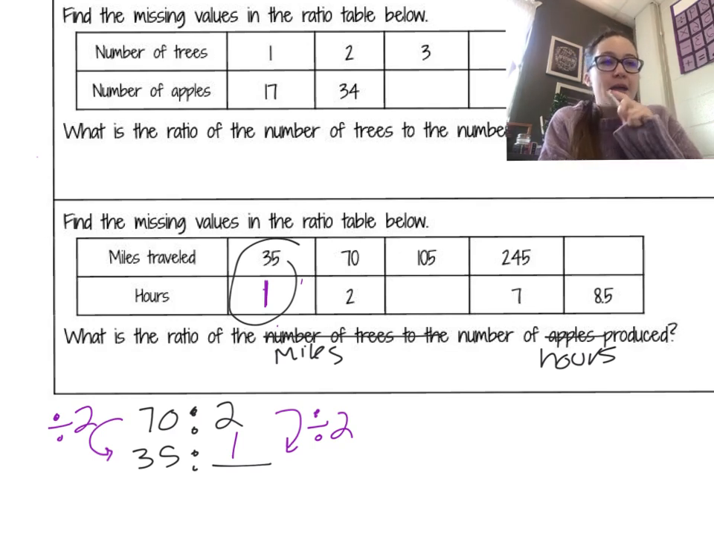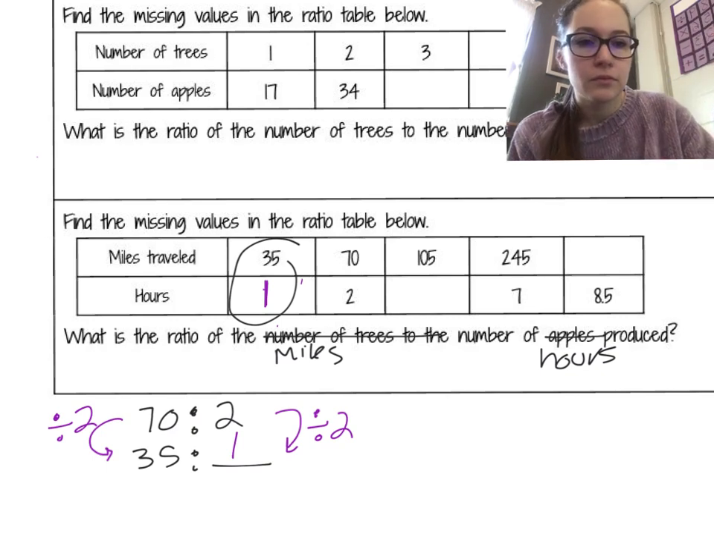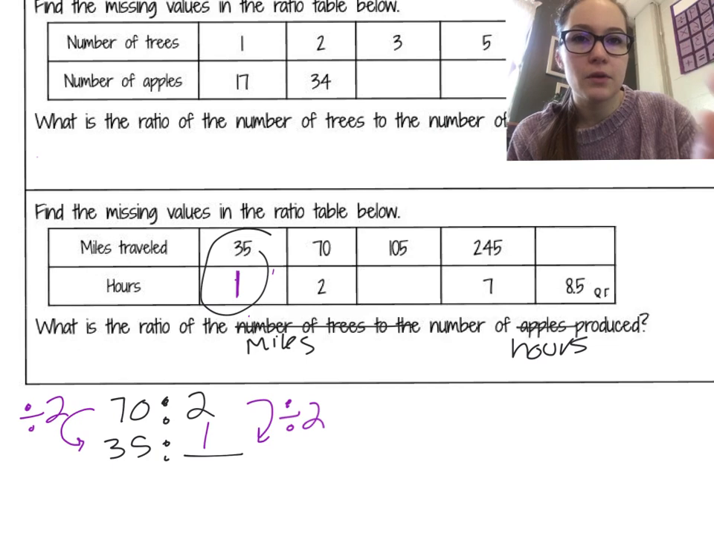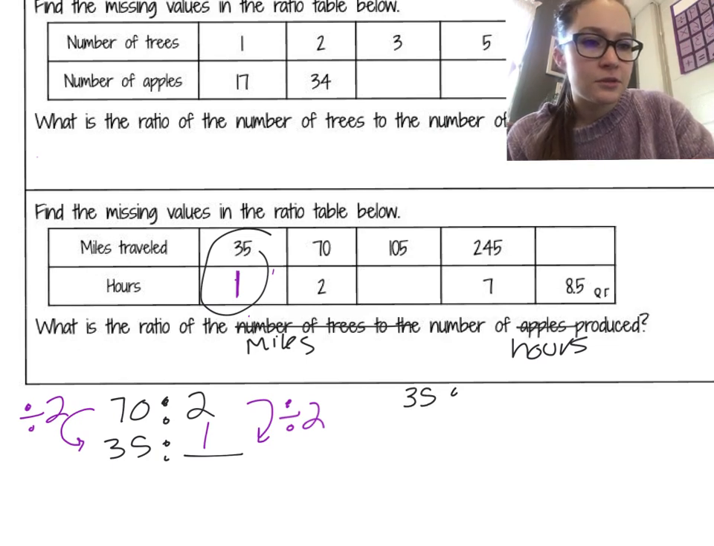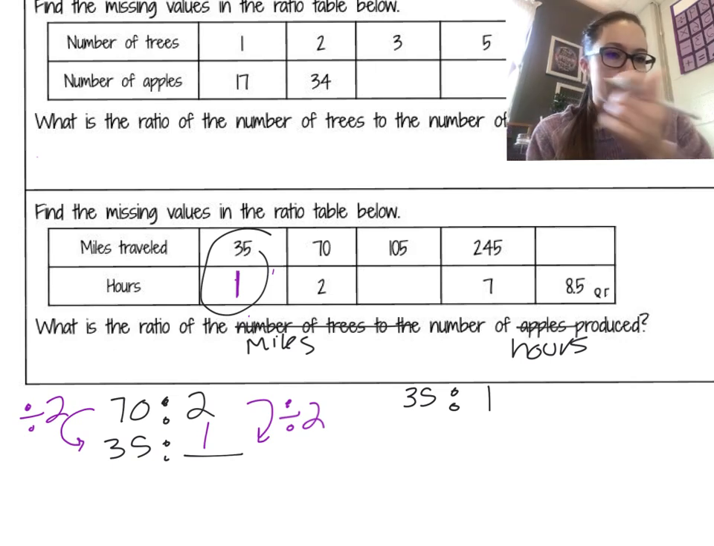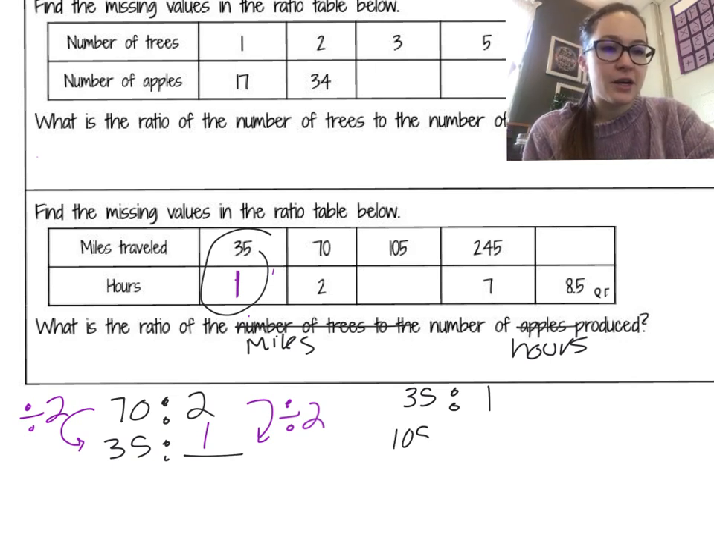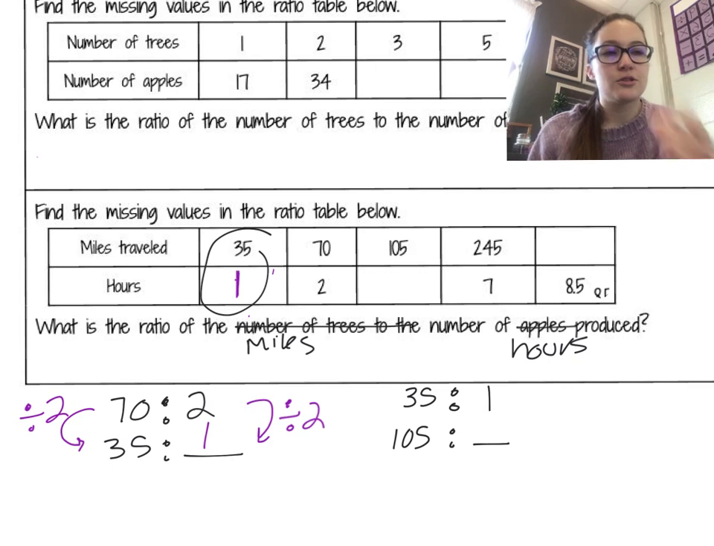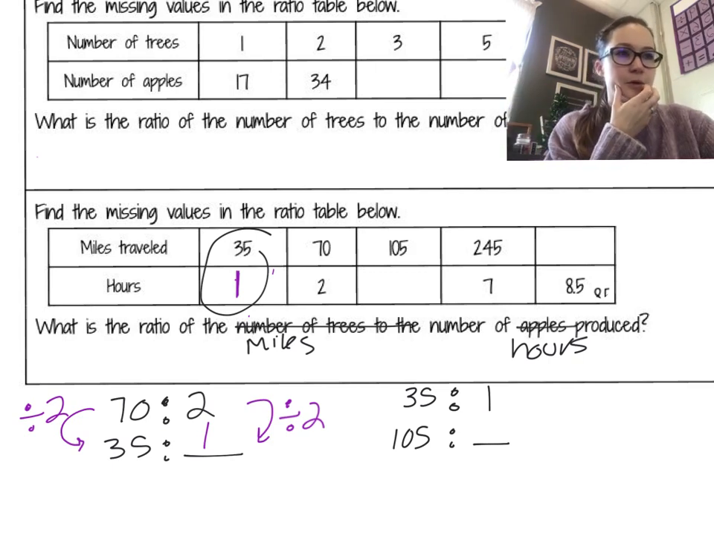Okay, I'm going to use that ratio since it has the 1. That's a little easier for me to work with. So I'm going to use that to fill in the rest. So I have 35 miles to 1 hour. Then I have 105 miles to I don't know how many hours. So I'm going to take a calculator.